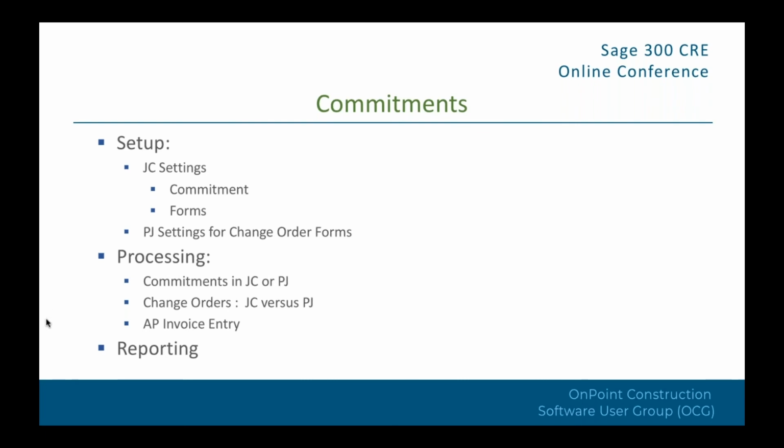So then there's processing of the commitments, and you can do those either in job cost, or if you have PJ, do them there. Change orders, job cost versus PJ, and then there's the AP invoice entry to a commitment, and then the reporting.